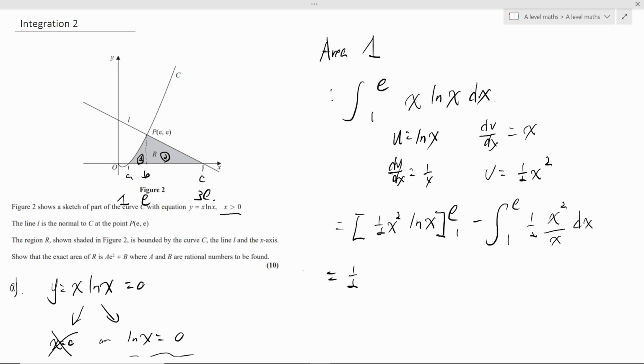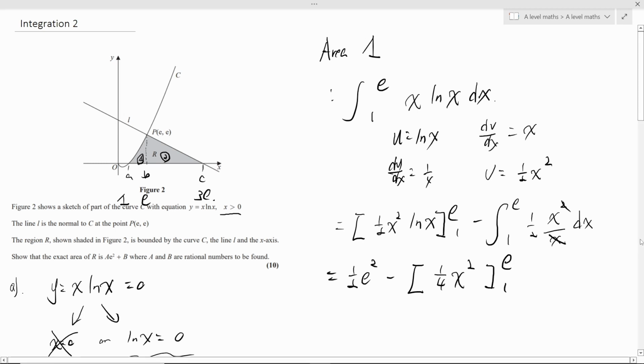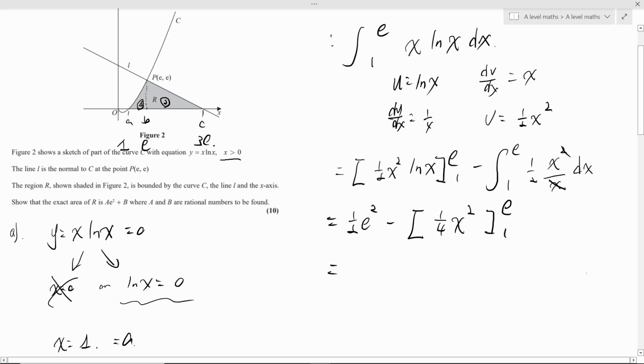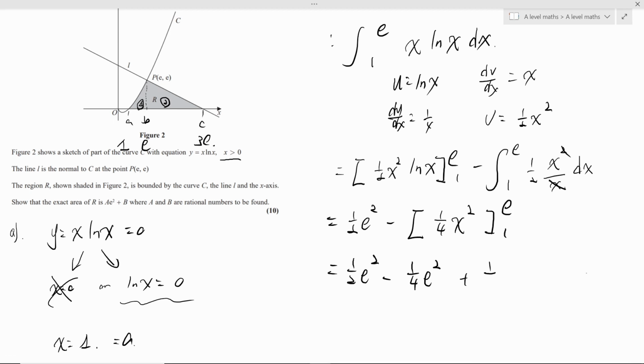So that's 1/2 e squared times natural log of e, which is 1, minus 1/2 times natural log of 1, which is 0. So that's basically 1/2 e squared minus the integral of 1/2 x squared over x, so that's basically the integral of 1/2 x. So that shall be 1/4 times x squared, right? Between e and 1. That is 1/2 e squared minus 1/4 e squared, minus, so plus 1/4. We shall have 1/4 e squared plus 1/4 as the area of 1.